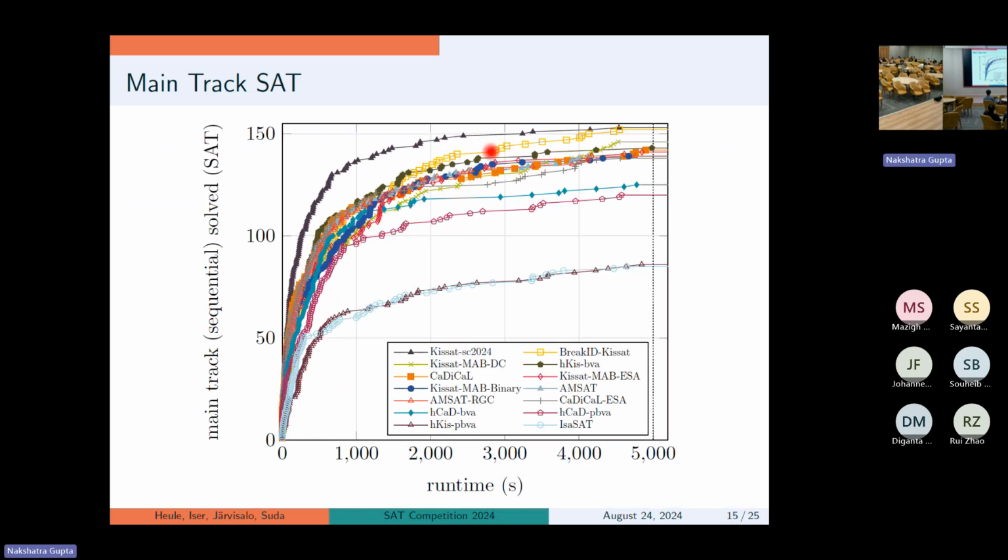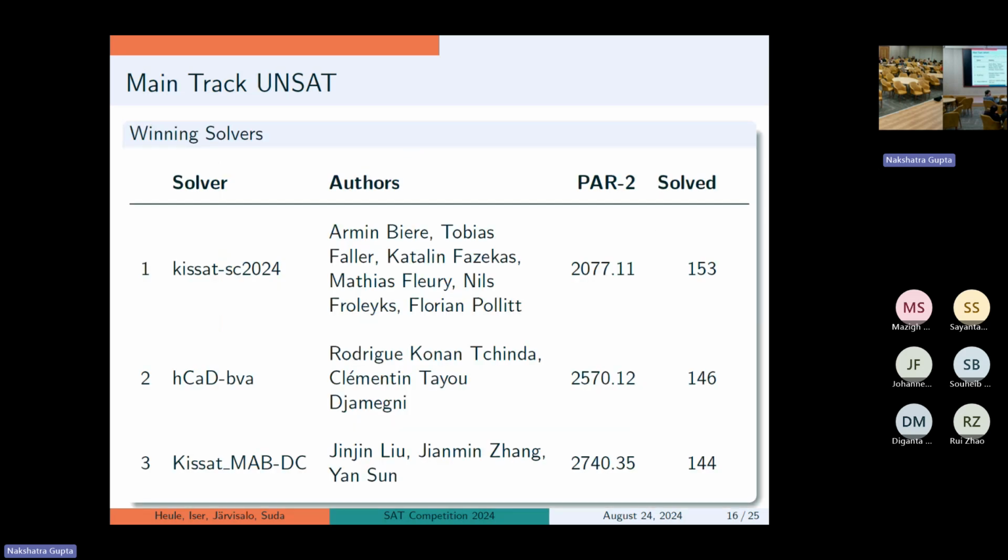Here you see the plot. Kissat is the new version of Kissat. You might want to hack this solver. It's clearly above all scores. Okay, now let's go to UNSAT.